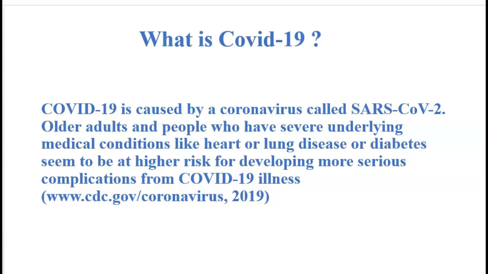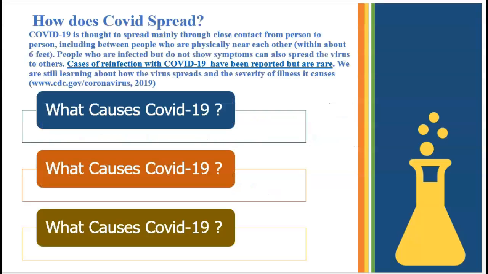What is COVID-19? COVID-19 is caused by a coronavirus, also called SARS-CoV-2. Older adults, and people who have severe underlying medical conditions like heart or lung disease or diabetes, and also people that are immunocompromised, such as ones that have had some type of transplant and have to be on rejection medicines to keep the body from rejecting the organ, or someone that is HIV positive or battling AIDS. These individuals are at high risk for developing more serious complications from COVID-19 illness, and this is also reported via the CDC.